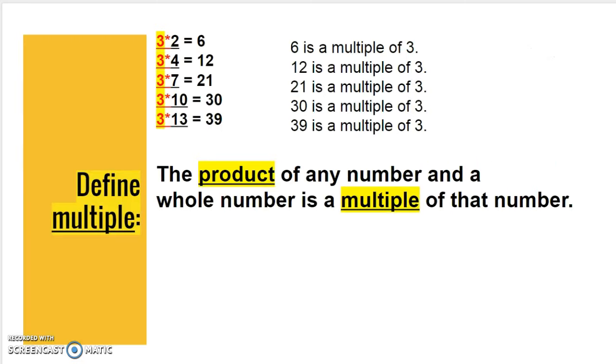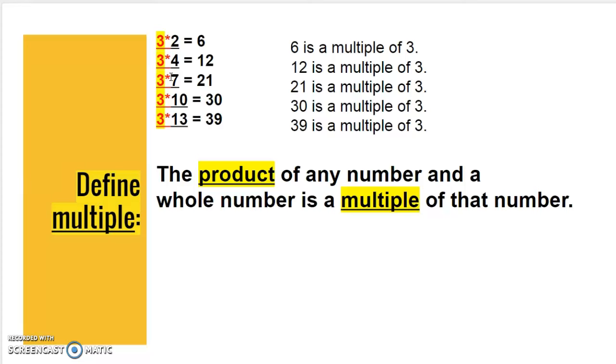This is your first definition on your notes. The product of any number and a whole number is a multiple of that number. So 6 is a multiple of 3 because 6 is a product of 3 and another whole number. 12 is a multiple of 3 because it's a product of 3 and another number. 21 is a multiple of 3 because it's the product of 3 and another whole number, and so on.